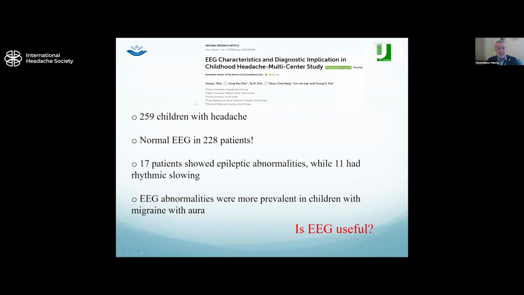So, for instance, in this study on a large population of children with headache, none of them was epileptic. EEG was almost always normal, but few patients showed epileptic abnormalities, especially those with migraine with aura. So there are some, I must say, very rare cases in which EEG can be useful. For instance, in case of an atypical aura, which can pose a problem of differential diagnosis with an occipital epileptic seizure, or when a confusional state is associated with headache for a well-defined period.